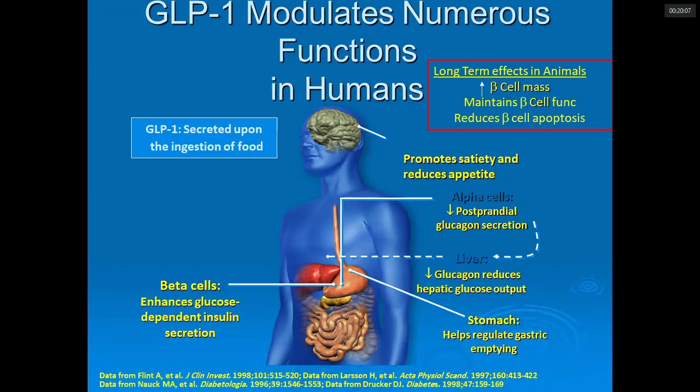So long-term effect to animal beta cell mass. Promote satiety and reduce appetite, decrease postprandial glucagon secretion, and decrease glucagon, reduce hepatic glucose output. On the stomach, it works to help regulate gastric emptying. Okay, beta cell: enhance glucose-dependent insulin secretion. This is the function of GLP-1.